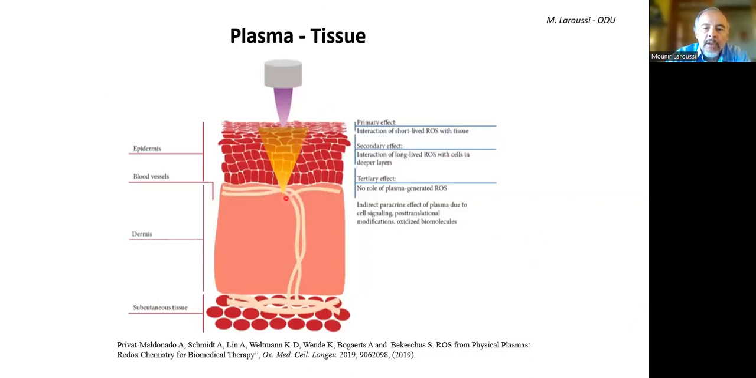And when you apply plasma on a tissue, you're going to have the primary effect, which is usually the short-lived and even the long-lived species on the surface of the tissue. And then there is some penetration, maybe a few tens of micrometers, maybe a few hundreds of micrometers, and a secondary effect of the interaction of the long-lived ROS deep in the tissue. Usually, most of these species will not penetrate too deep in the tissue, but there could be some other processes that can propagate the effect of the plasma.